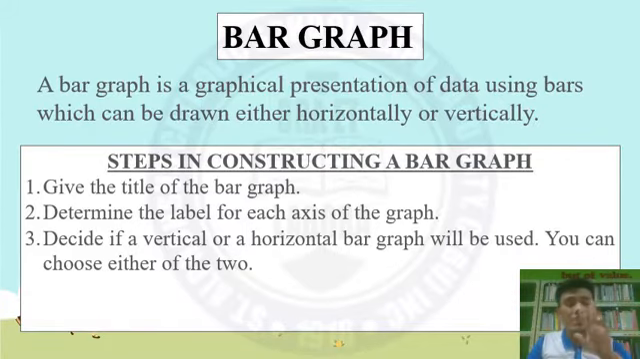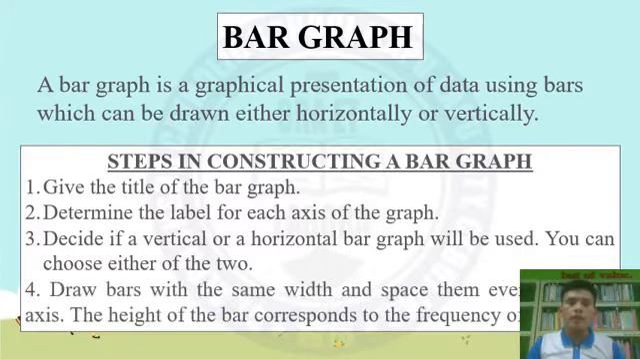So we will discuss the two graphs for you to know how to make a bar graph. It's either vertical or horizontal. Then draw bars with the same width and space. Then the height of the bar corresponds to the frequency. It depends.